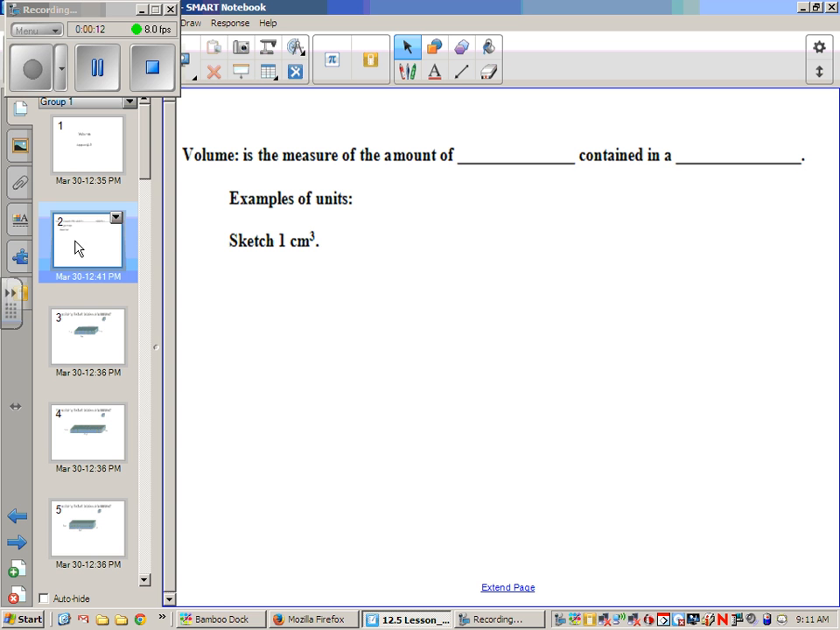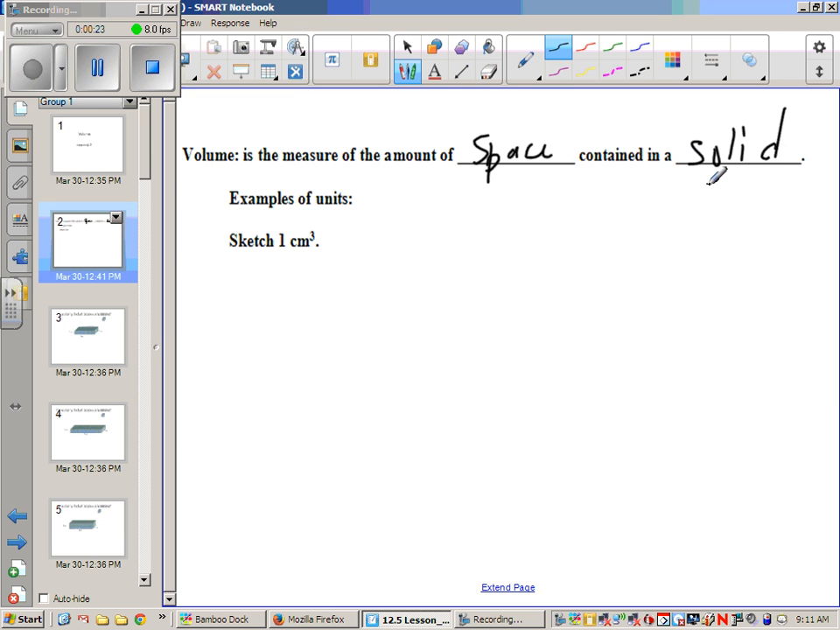So, first thing we're going to start out with is what is volume? Volume is the amount of space contained in a solid. Or in other words, when we use that word, it's a three-dimensional shape. So a cone, a cylinder, a prism, a pyramid. Okay? And notice that we label volume in 3 dimensions because it's centimeters cubed here.